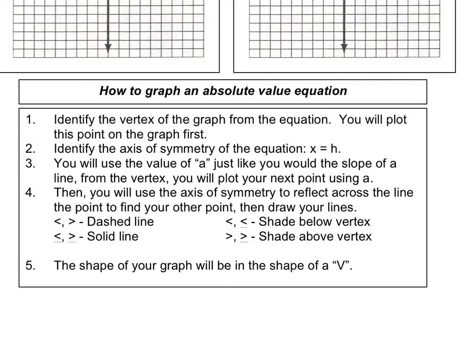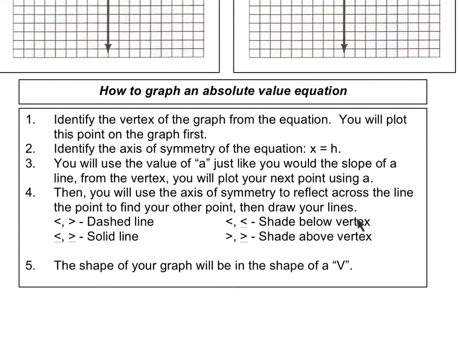So essentially the same thing you've been doing the last 2 days, except now what we have to do is decide, all right, is it a solid or dashed line? And are we shading above or below the vertex? Okay, so again, if there's no line underneath, it's a dashed line. If there is a line underneath, it'll be a solid line. If it's less than or equal to, we are going to shade it below the vertex.